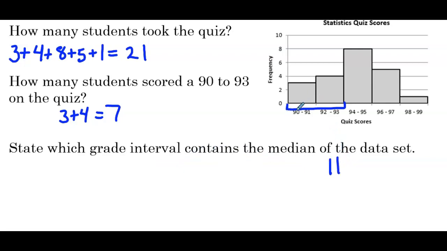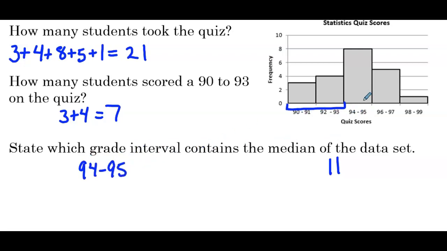So again, starting on the left, starting at 0. So first grade range, we have 3 students. And then 4. So we have 7 total. And then if we move to the next interval, if we add 4, we have 11, and they're in this range, 94 to 95. So the grade interval that contains the median, in this case, is 94 to 95.